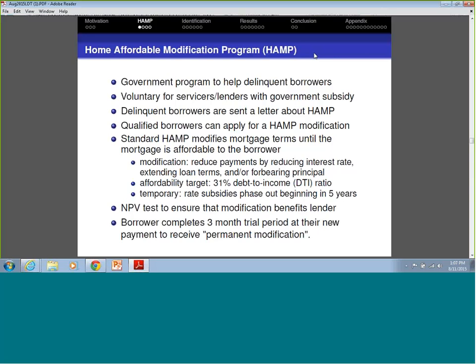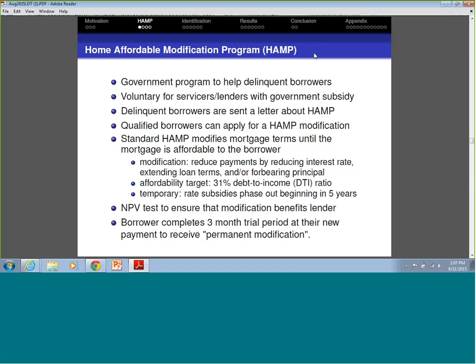We are looking at the HAMP PRA program. It shares a lot of features with the standard HAMP program, but rather than using interest rate reduction as the first step of the waterfall, it uses LTV reduction. First, the lender will reduce the mortgage down to either the amount necessary to reach the DTI target or the amount necessary to reach the LTV target, whichever requires less principal forgiveness.